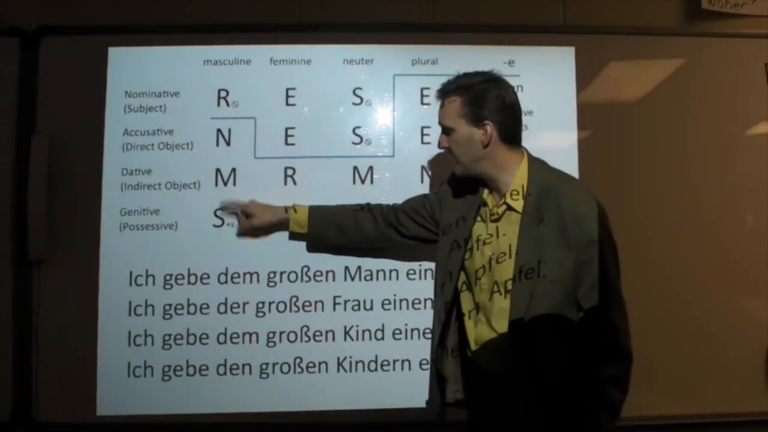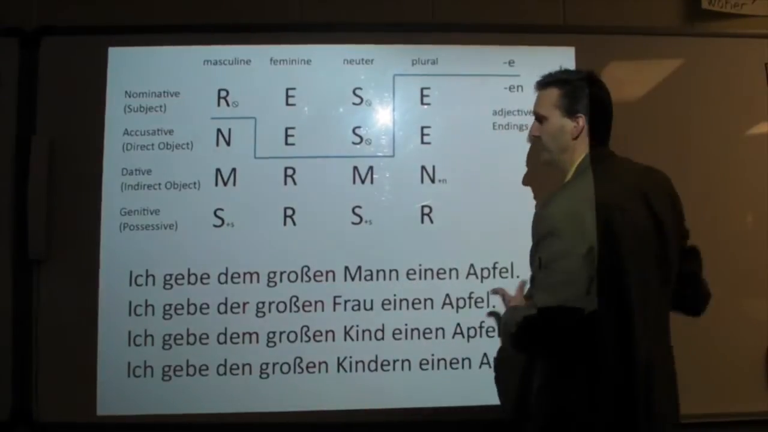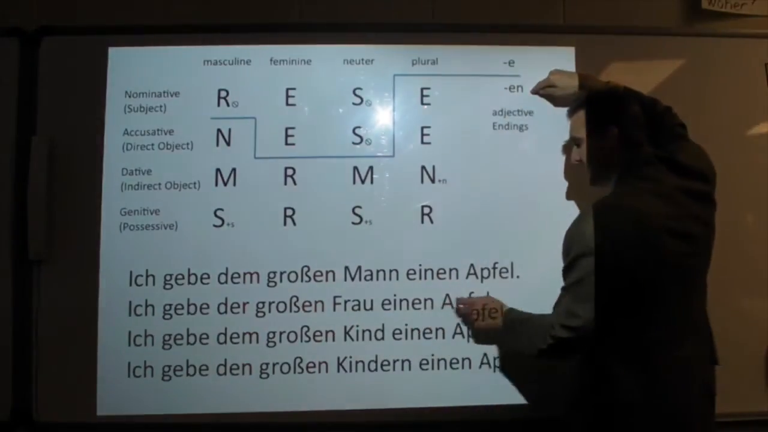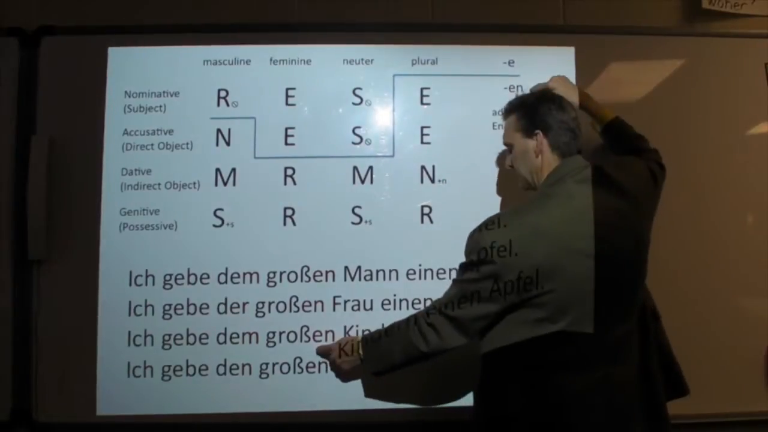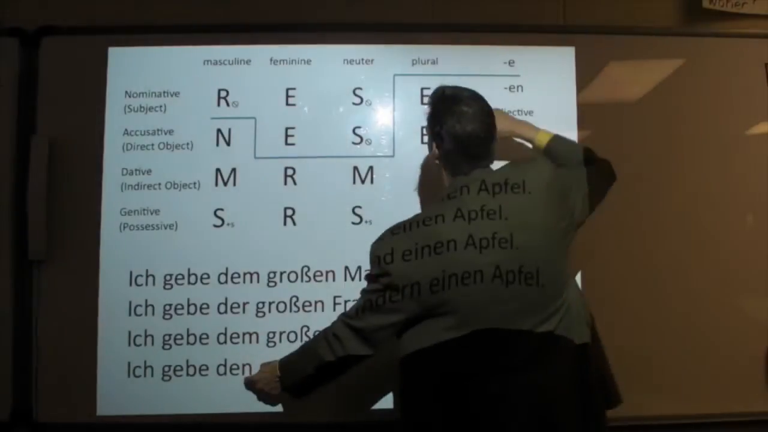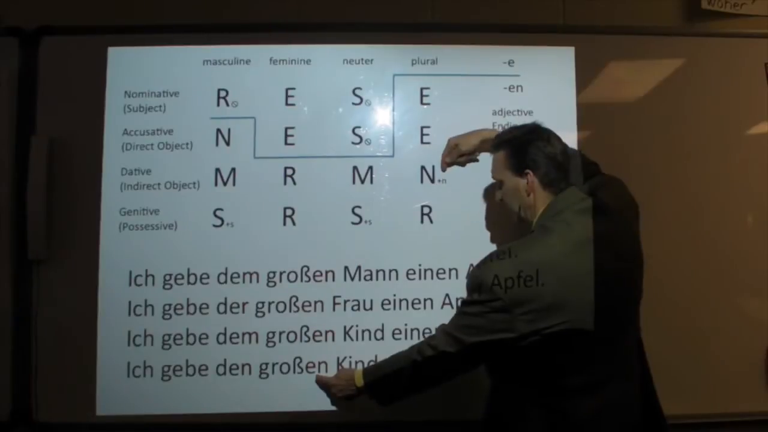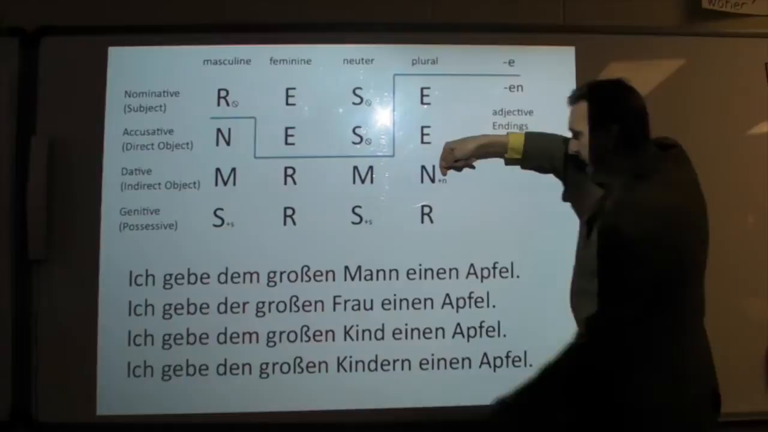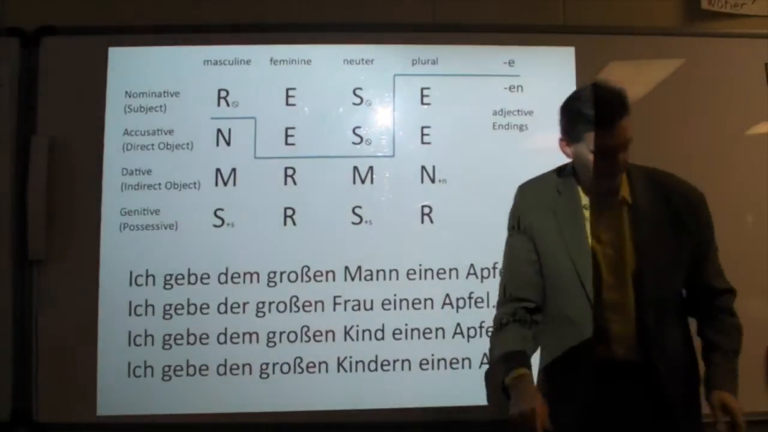Ich gebe dem, this M, großen Mann einen Apfel. Ich gebe der großen Frau einen Apfel. Ich gebe dem großen Kind einen Apfel. Und ich gebe den großen, I gotta go back here, Kindern, I should have made that N red, Kindern, because I need to add that extra N, okay, einen Apfel. Following me so far, I hope.